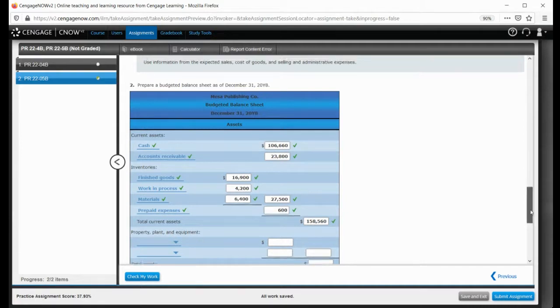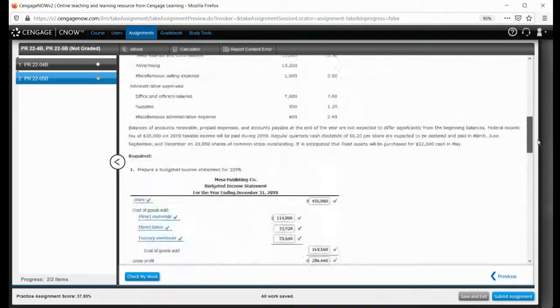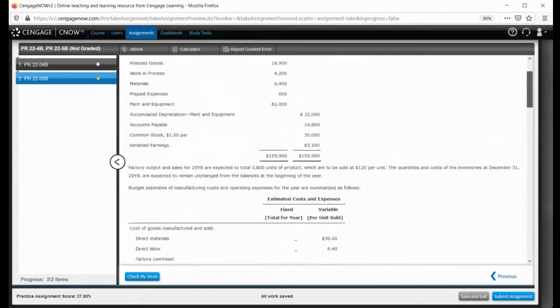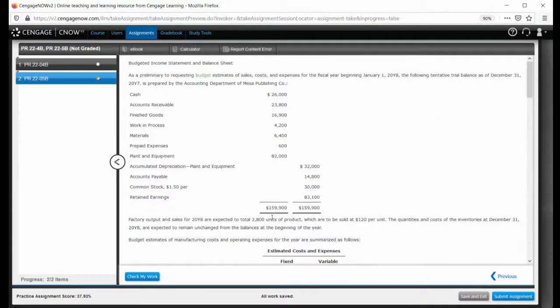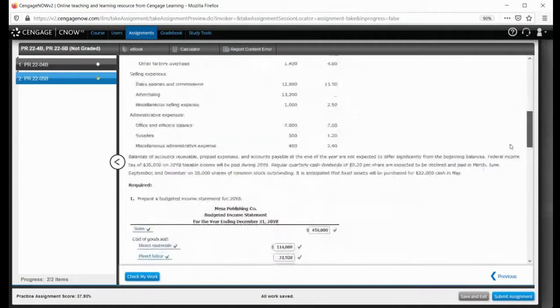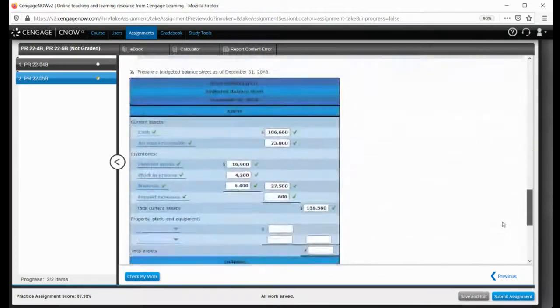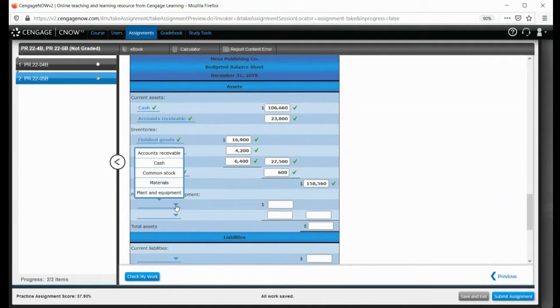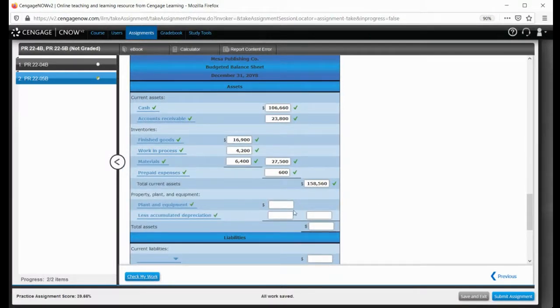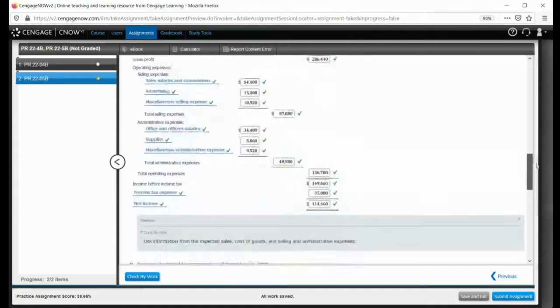For your property, plant, and equipment, look to see what the names of your accounts are. For property, plant, and equipment, we'll have plant and equipment that's combined together. And then right underneath that would be less the accumulated depreciation. Those are your account titles. Now let's see what the amount for plant equipment is going to be.